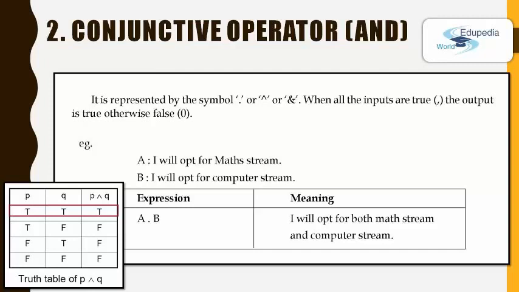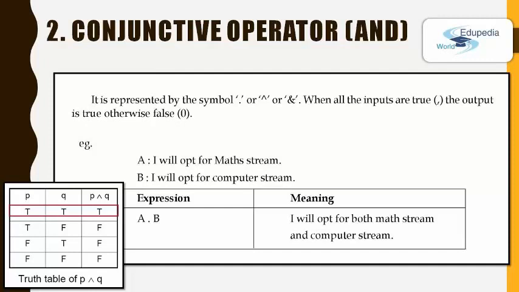Most of the time, for the conjunctive operator and for the disjunctive operator, the V pattern is used, the turned V and the normal V. But anyway, you can use any of these symbols. For the conjunctive operator, when all the inputs are true, the output is true, and otherwise it is false.